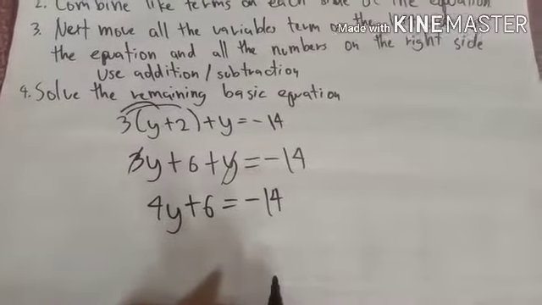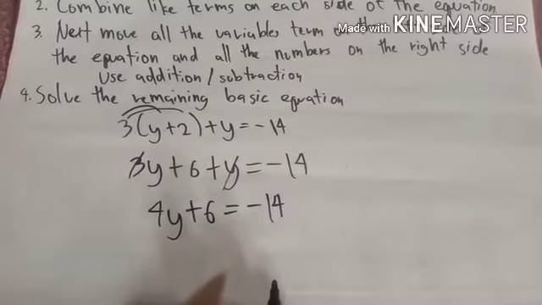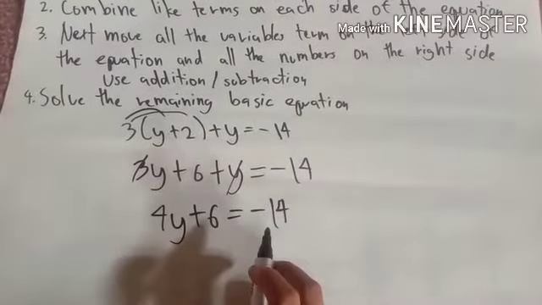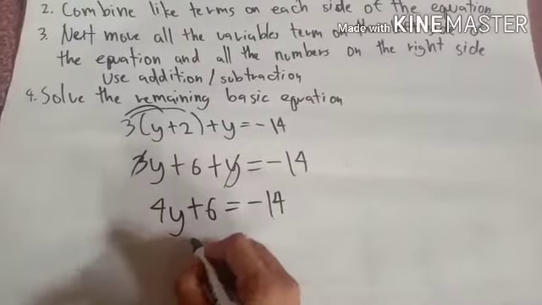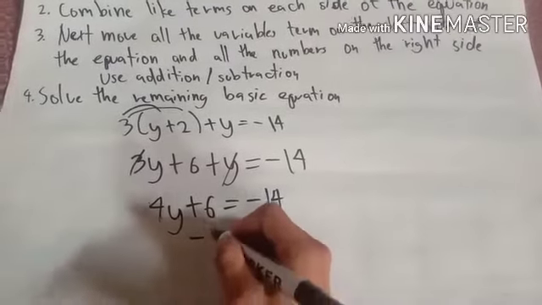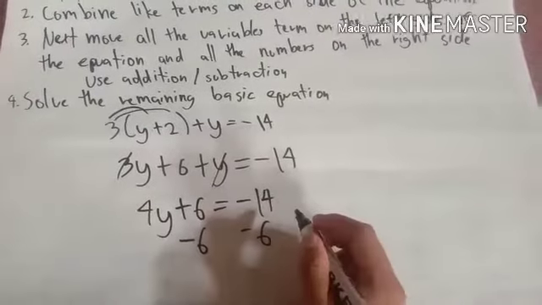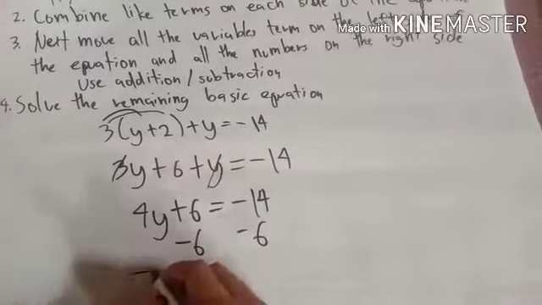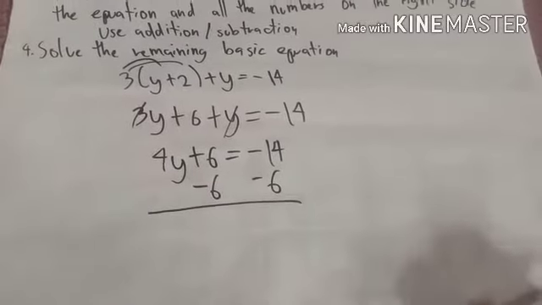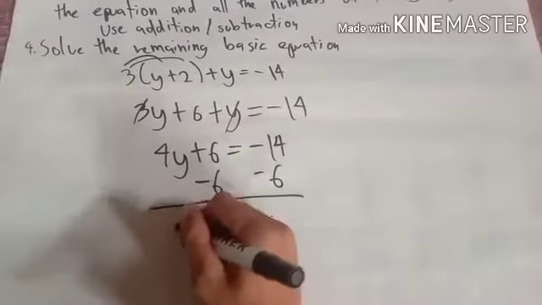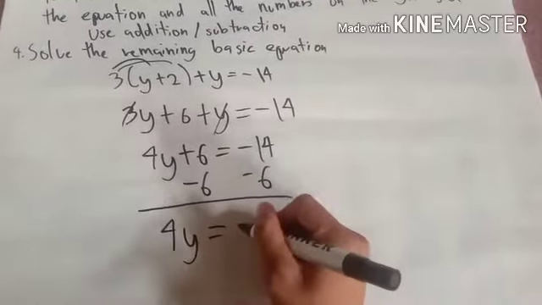Now move to the third process. Move the variable term to the left side and numbers to the right. Say 6, we don't need to move it to the 14, we need to subtract 6 from each side. Now bring down 4y equals negative 20.